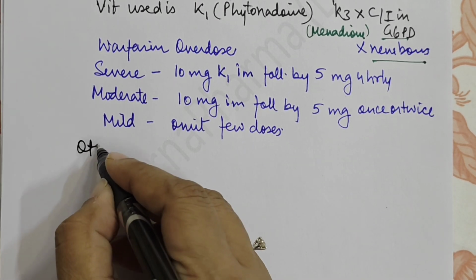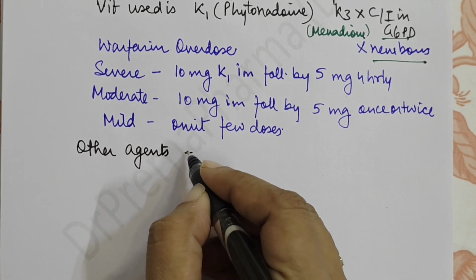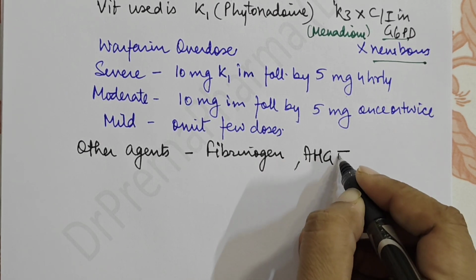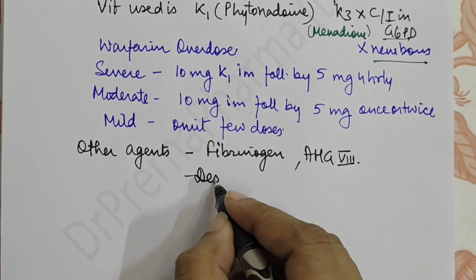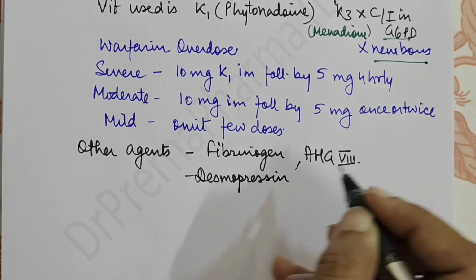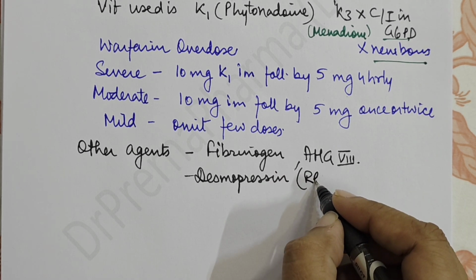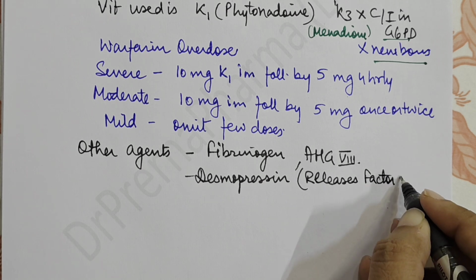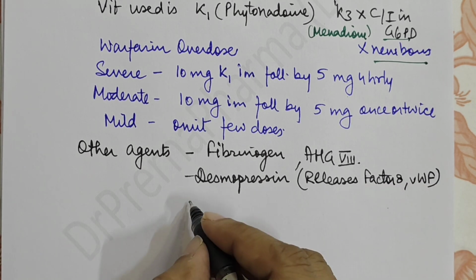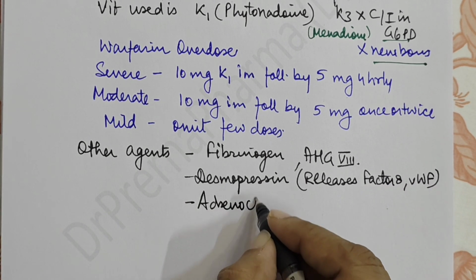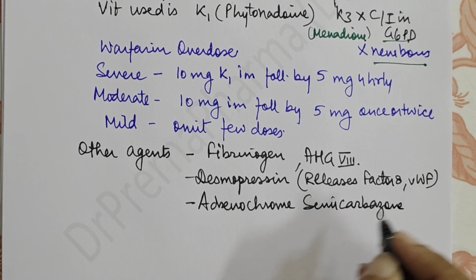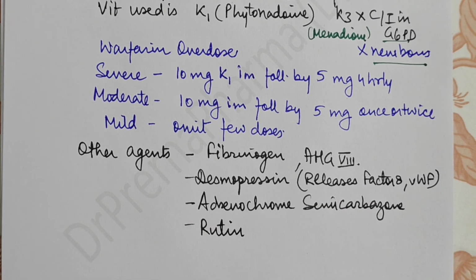Then there are some other agents also about which you should know. They are like fibrinogen, then anti-hemophilic globulin, which is actually factor 8. Then desmopressin. Desmopressin is a vasopressin analog, and this is basically because it releases factor 8 and von Willebrand factor. Okay. Then another substance that we have is adrenochrome semicarbazone. Then a substance called rutin, which is a plant product.